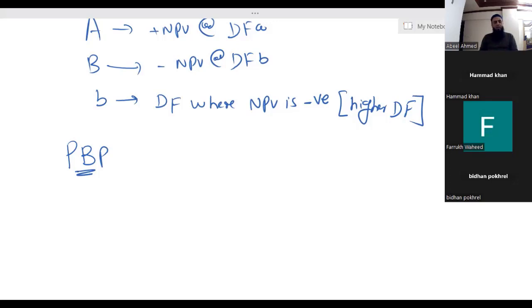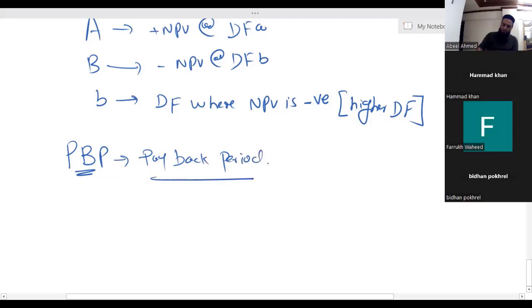So repeat, payback period gives you the information of one thing. What is that? When your initial investment will be recovered. Once your initial investment is recovered, then returns after the recovery of initial investment are ignored. Okay. Payback works on cash flows.